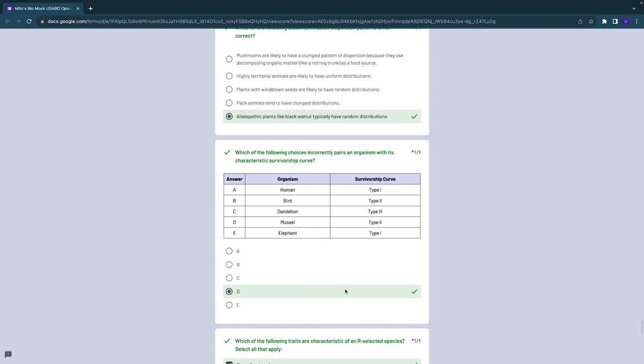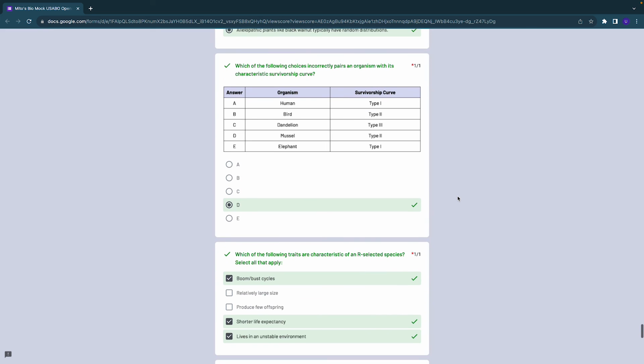And then this one's just knowing your survivorship curves. So the one that is incorrectly matched is mussels. They are type 3. Just look up a survivorship curve and then know some of the examples, and why they're that way, and this question will make lots of sense.